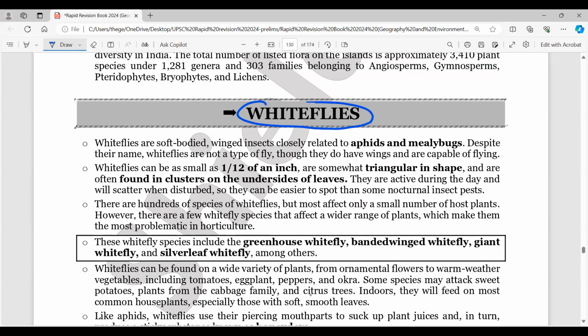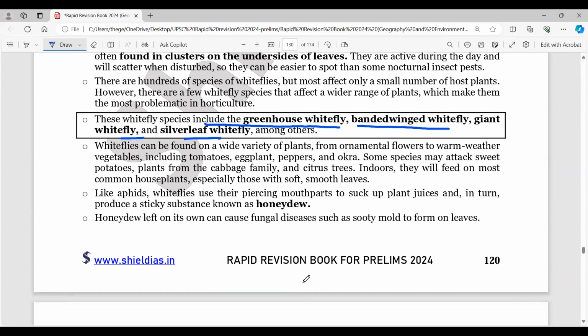Whiteflies, another one. So whiteflies are soft-bodied winged insects, right? Aphids and mealybugs are related to it. Now, what is important here? These whitefly species include greenhouse whitefly, band-winged whitefly, giant whitefly, silver-leaf whitefly, and others. So these are some of them.